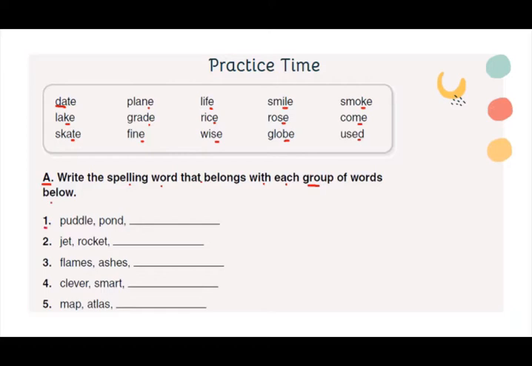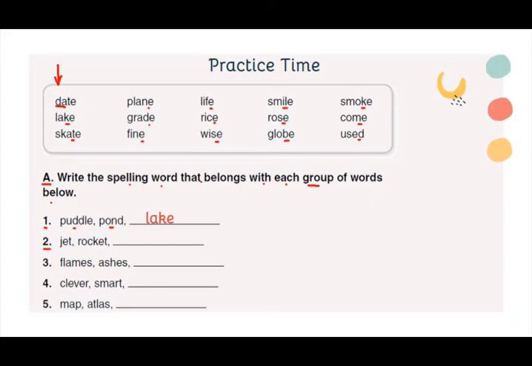Number 1, I have puddle and pond. Which word from the word bank belongs to this group? It's in the first column. So what is this word? Is it date or lake or skate? It is the word lake.